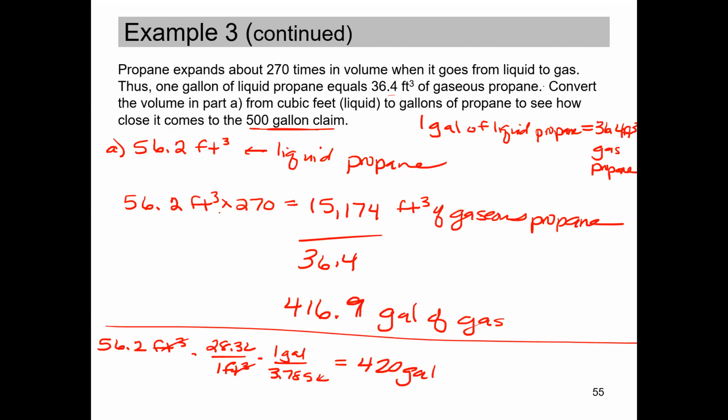So again, we approximated, we said it's about 270 times. So I multiplied by 270. And then we said it takes 36.4 to equal 1. So I've converted it down to 416. And I said, well, what if that's not a good estimate? I still converted my cubic feet to gallons and found it's 420 gallons. So it's not really what it's saying it is. Anyway, all right, so that's the end of that problem. Any questions?